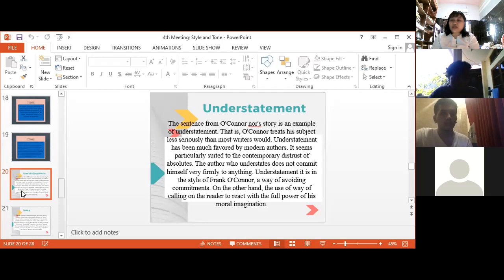That is, O'Connor treats his subject less seriously than most writers would. Understatement has been much favored by modern authors. It seems particularly suited to the contemporary distrust of absolutes. The author who understates does not commit himself very firmly to anything. Understatement in the style of Frank O'Connor is a way of avoiding commitments; on the other hand, it is a way of calling on the reader to react with the full power of his moral imagination.